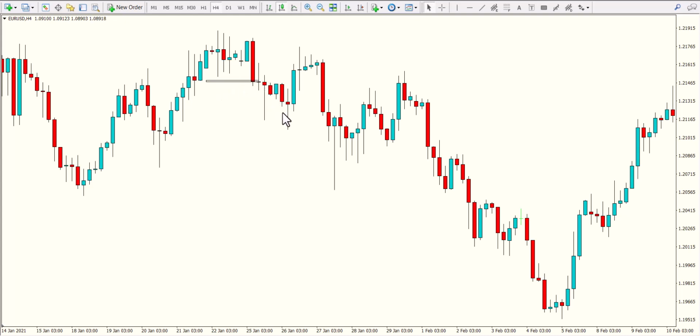So we don't have a problem with that. When the structure has been broken, we only have to wait for the order block. So what is your order block right here? The last bullish candlestick before the break of structure to the downside. So this is your bearish order block here.